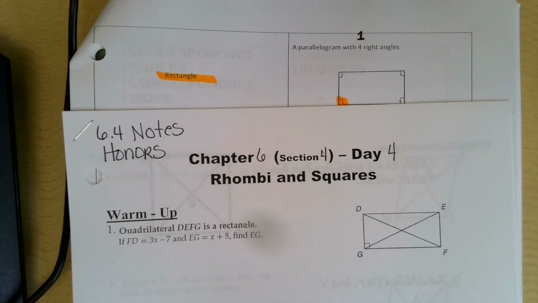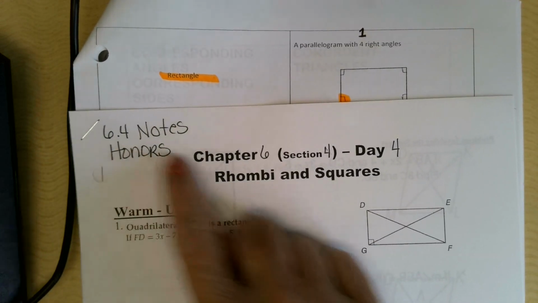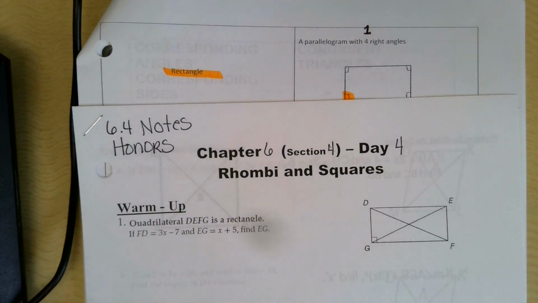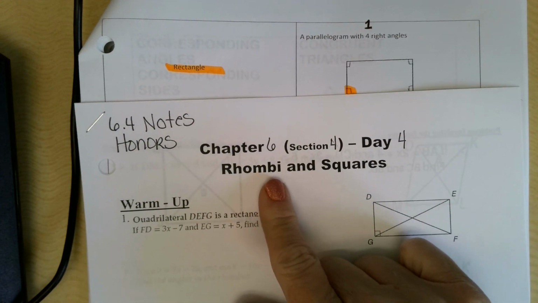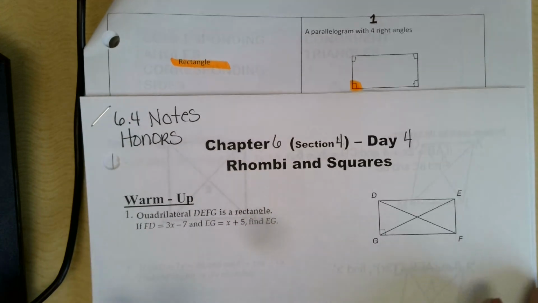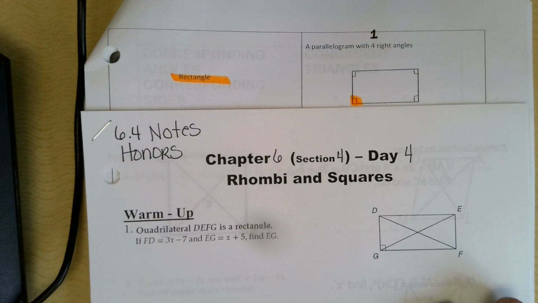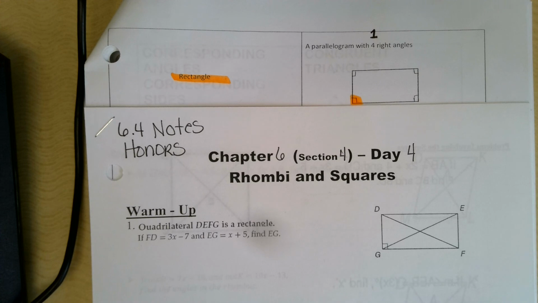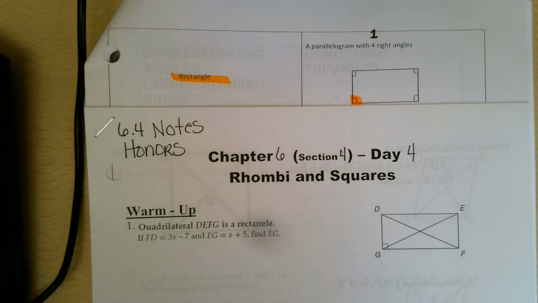Hey students, so these are the notes for section 6.4, rhombus and square. So rhombus is the singular, rhombi is the plural. A lot of times you'll hear people say rhombuses. It doesn't matter. I will probably say it both ways.